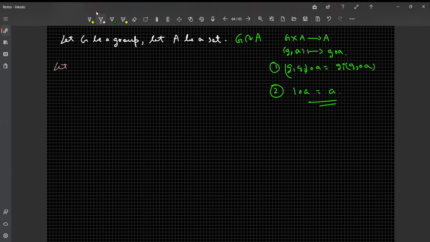So let G act on A. Clear? So what we do is we define an equivalence relation on A. We define a relation on A such that a is related to b if and only if a can be written as g acting on b for some g in G. This term we will simply be writing as gb.